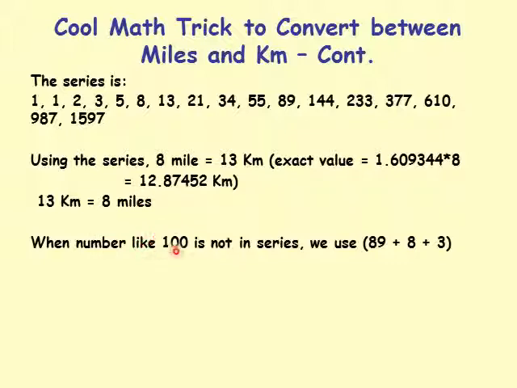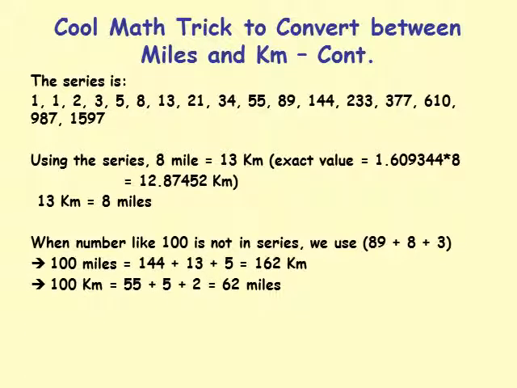Let's see what to do if a number like 100 is not in the series. We split the number into other numbers which add up to it. 89 plus 8 plus 3 is 100, so we'll use those numbers. 89 is here, 8 is here, and 3 is here.